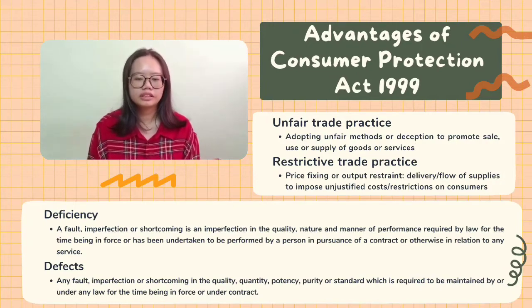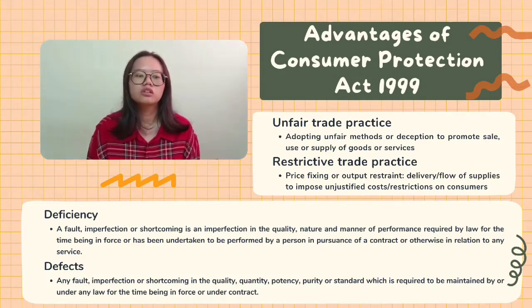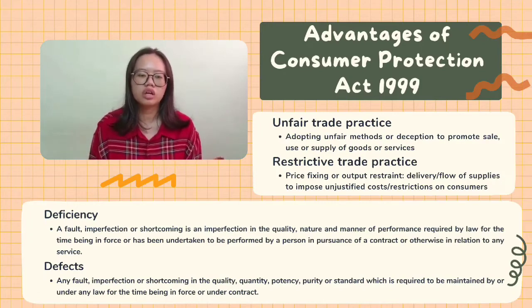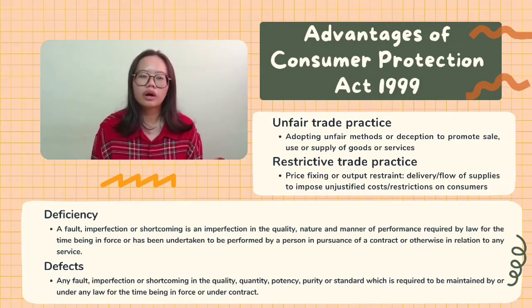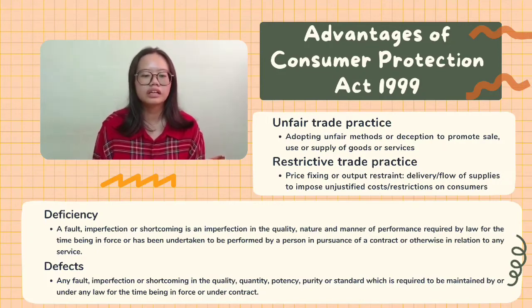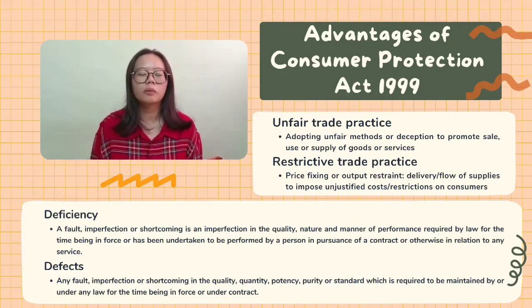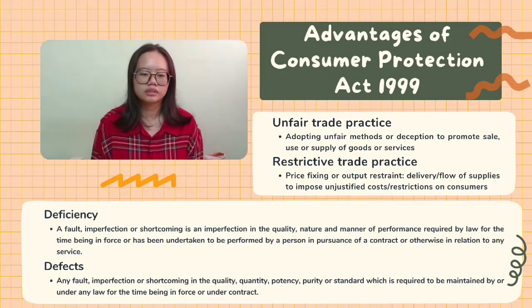Second is restrictive trade practice. Supplying only to a particular distributor or on condition of sale only within a territory. Delaying the supply of goods or services, leading to a rise in price. And requiring a customer to buy or hire any good or service as a precondition for buying another good or service.